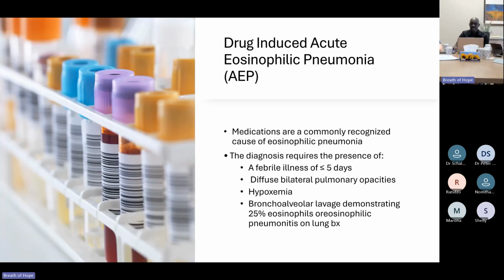In those patients, of course, drug-induced acute eosinophilic pneumonia, medications are a common recognized cause of eosinophilic pneumonia. The diagnosis requires the presence of at least a febrile illness of less than 5 days with diffuse bilateral pulmonary opacities. They tend to be hypoxic, and then bronchoalveolar lavage demonstrates 25% eosinophils, or eosinophilic pneumonia on the lung biopsy.